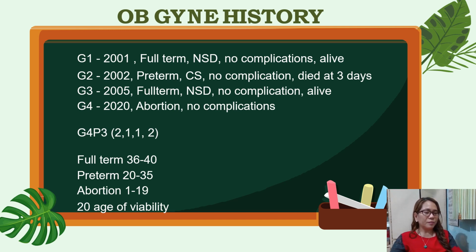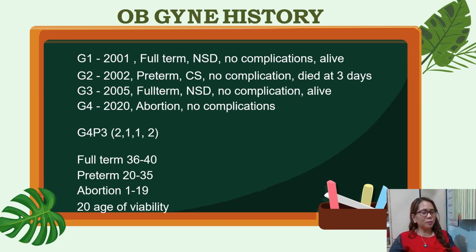Full term, it was delivered by normal spontaneous delivery or vaginal delivery. No complication, the baby is alive. So, may dalawang alive ka na. So, gravida 4 in 2020, abortion, no complication.